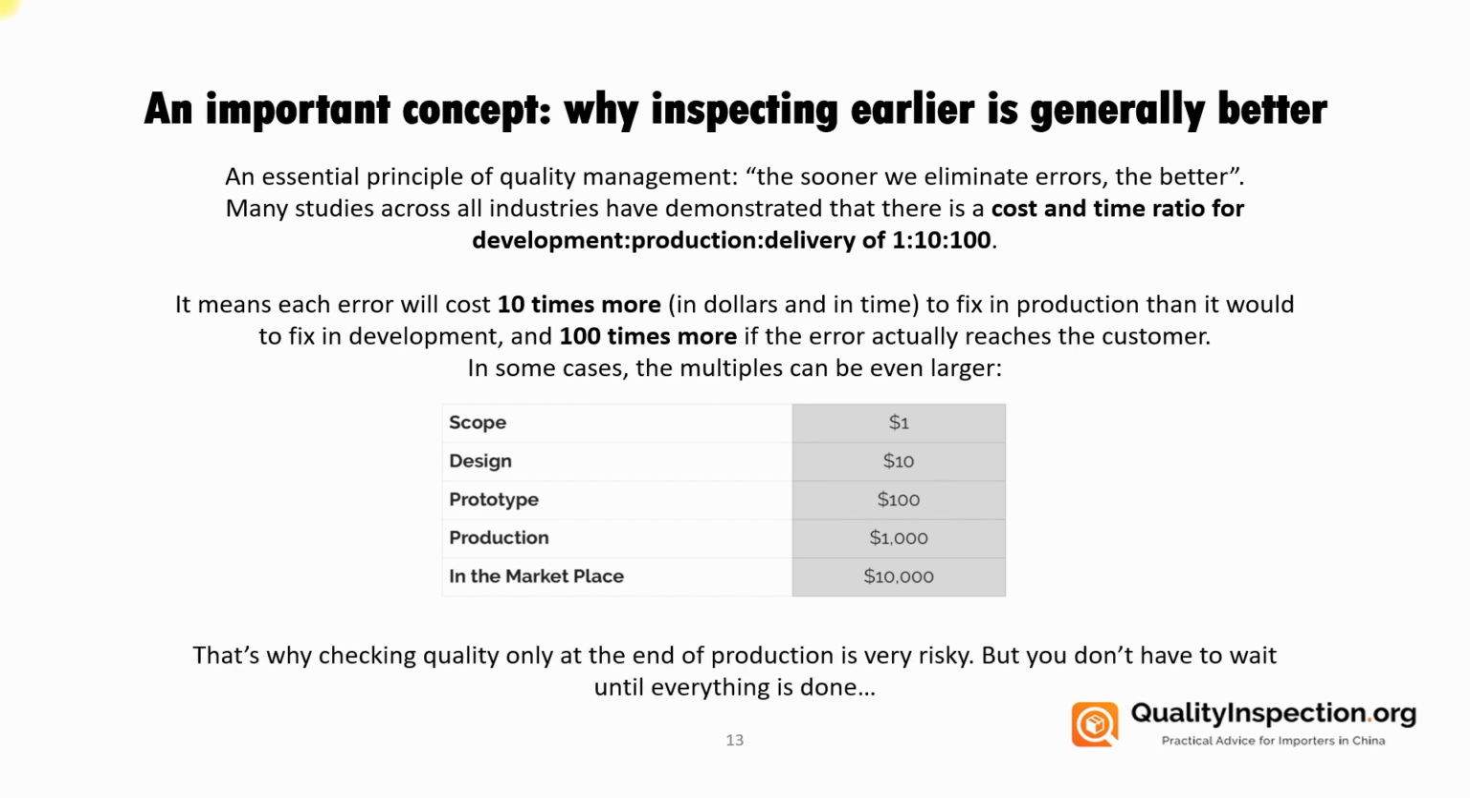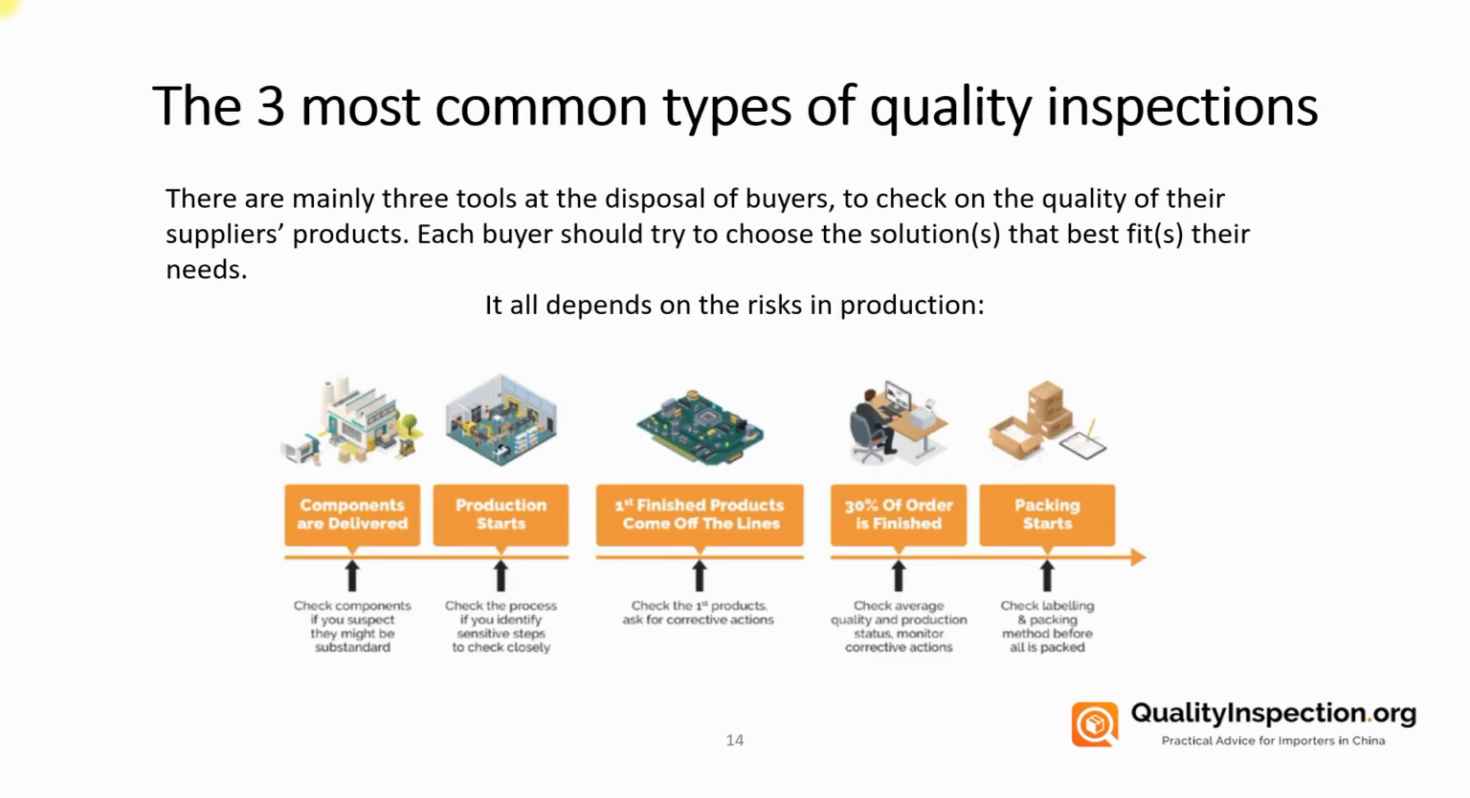So if you're only checking quality at the end of production when everything's been made, you're taking a risk. But actually, you don't need to wait that long to check. So here are the 3 most common types of quality inspections. So you might be checking when components are delivered, and this will help you to find out if they're actually substandard. You can check when production starts. So these are early in the production cycle, and this will help to make sure that the supplier is doing the right thing from the beginning, and also that the first units coming off the production line are acceptable.